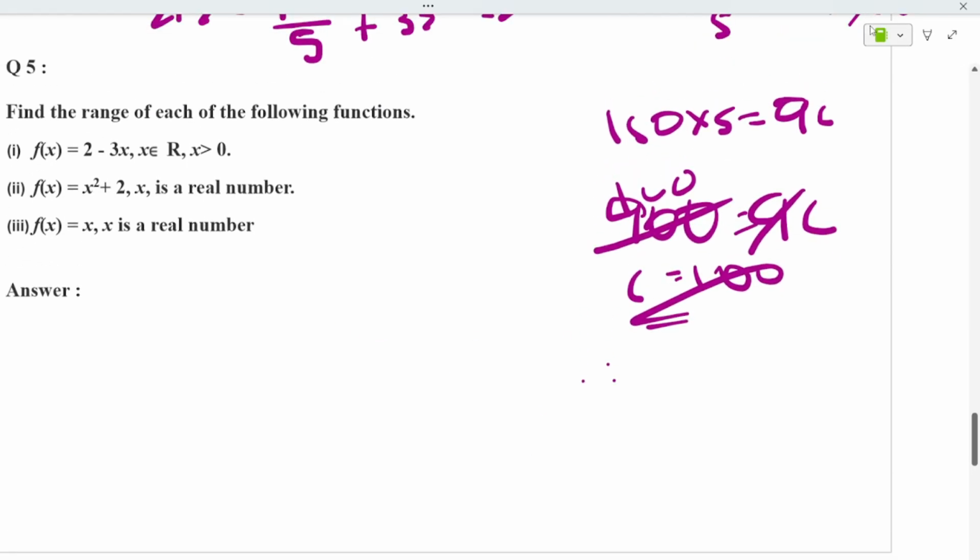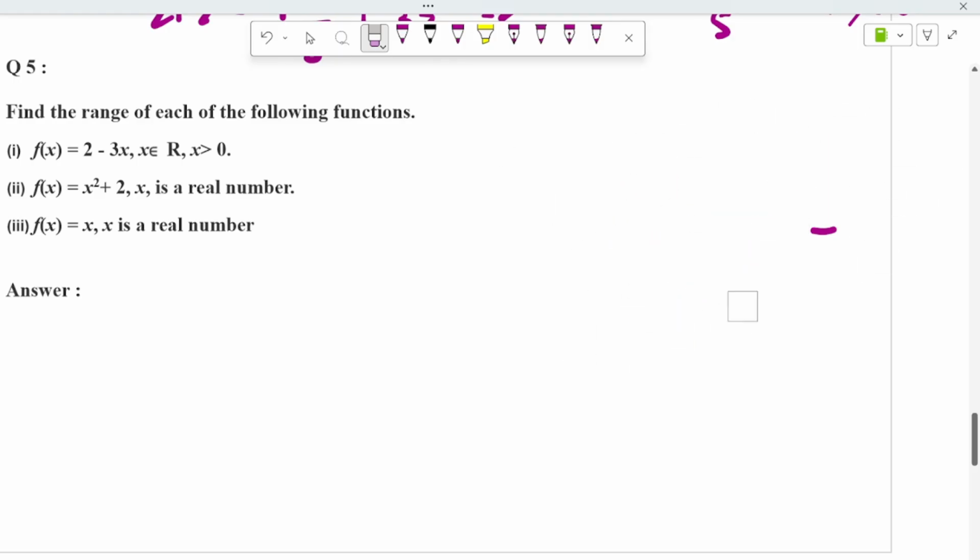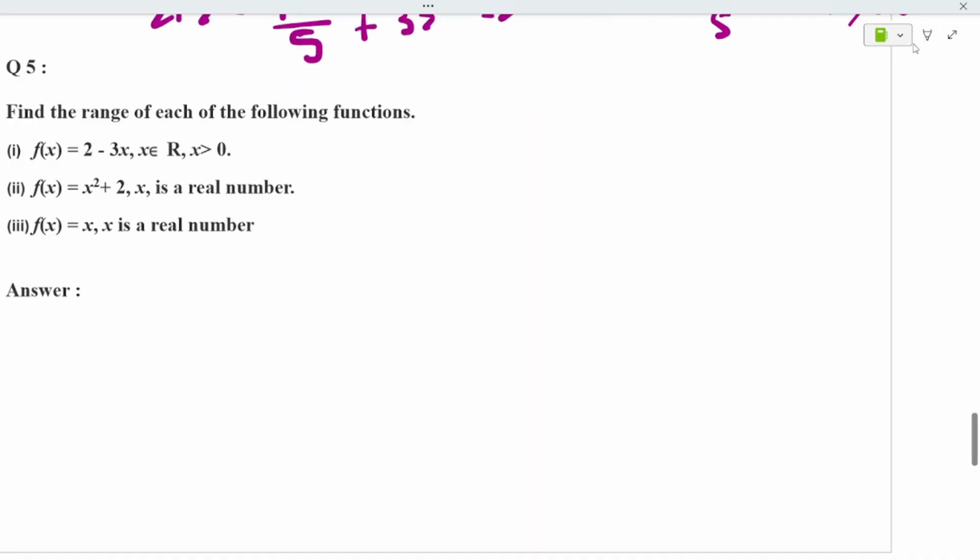Now let's solve the next question. I'll erase this. I'll just write this answer up. Okay. Next, C is equal to 100 here. Therefore, you have to write some statements. Now, next they have asked to find the range of each of the following. F of x. Let's try to solve.